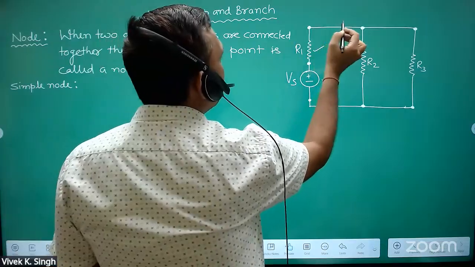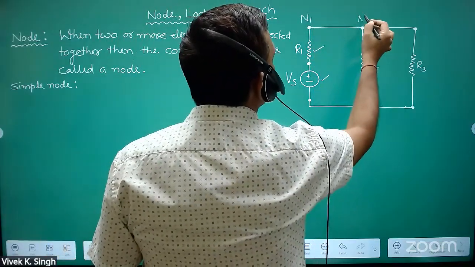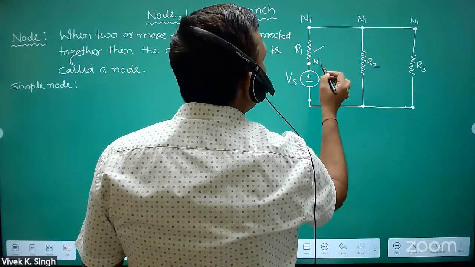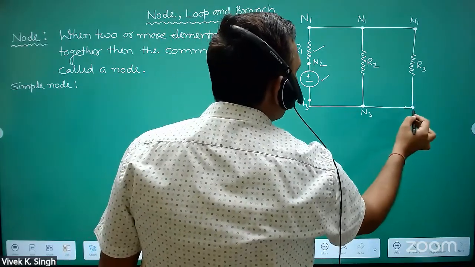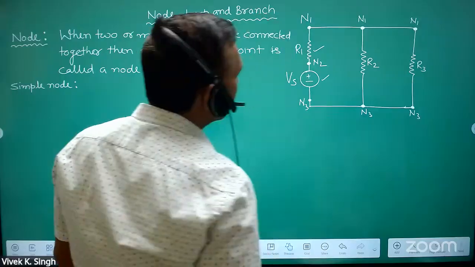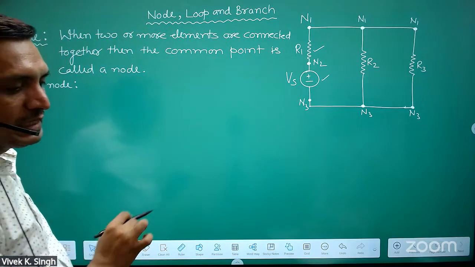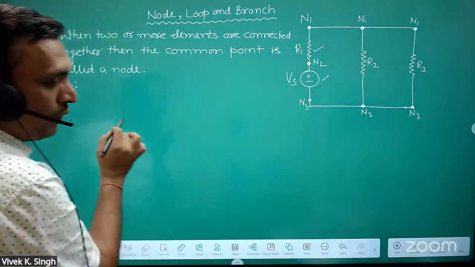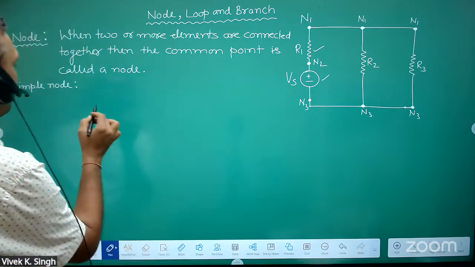So let's see. This is the one. Let's call it as N1. So these points are same. Let's call it as N2. Let's call it as N3. These are all the same point. Yes or no? Yes, sir. So these are the nodes where two or more than two elements are connected. So when you will call simple node, when two elements are connected together.